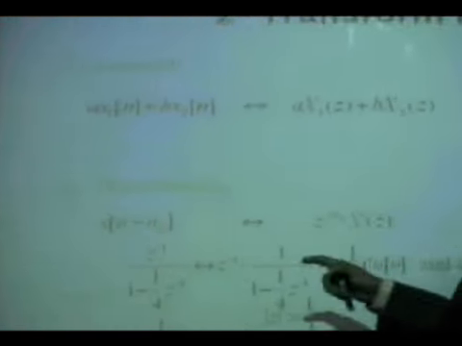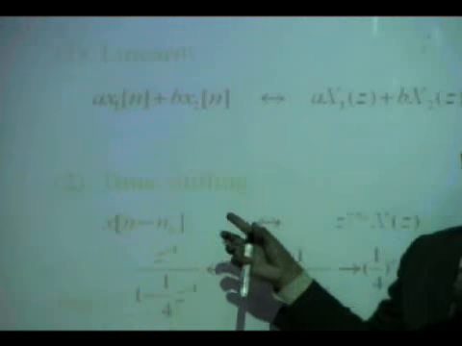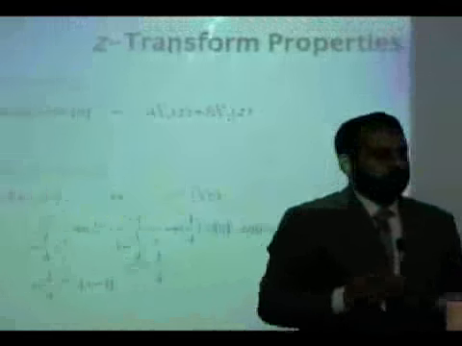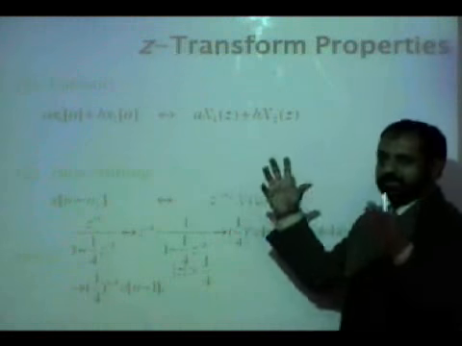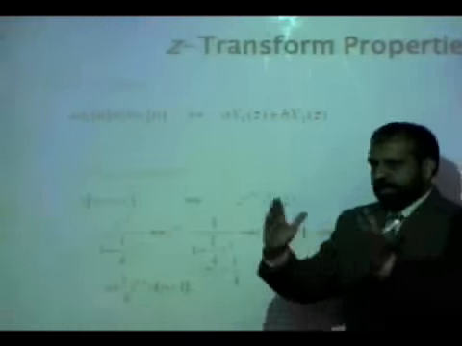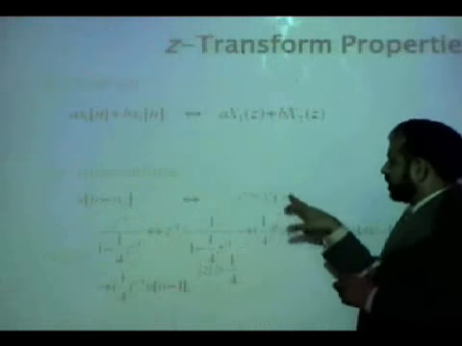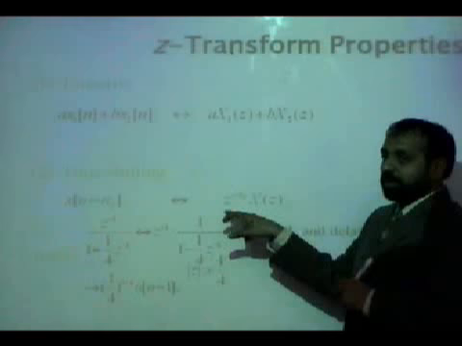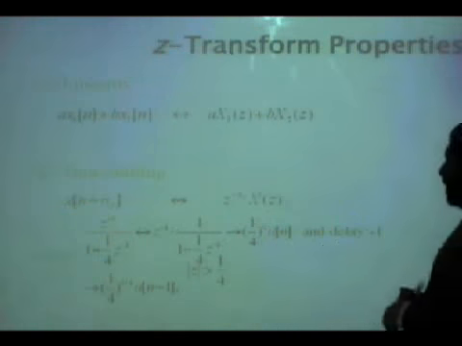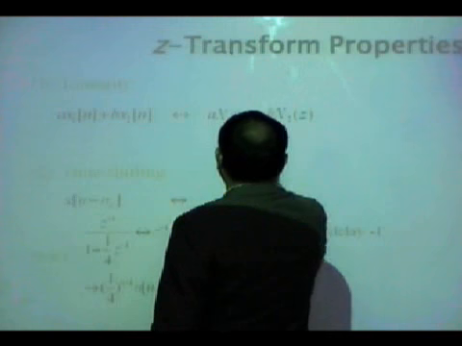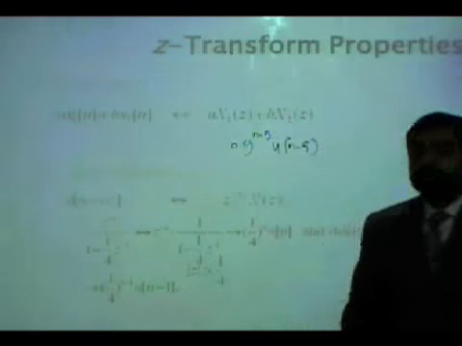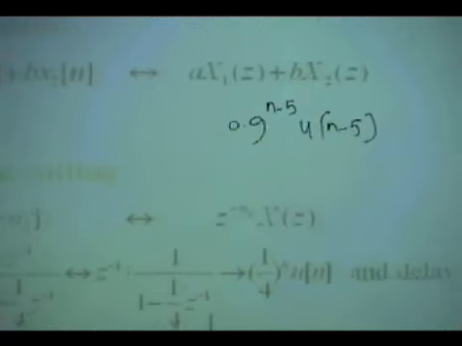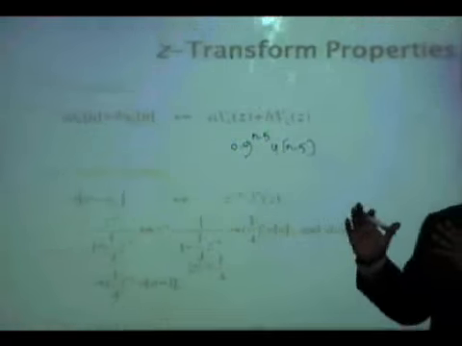A delay will not change the region of convergence, because it has to be absolutely summable, and a delay is not changing the absolute summability of the sequence. It only adds, as in the Fourier transform, a z to the minus n naught, a phase term, so to say. So a delay in time is the same Z transform, but now multiplied by z to the minus n naught. For example, if I ask you what is the Z transform of 0.9 to the n minus 5, u of n minus 5, this is the sequence 0.9 to the n, u of n being delayed by 5 time units.